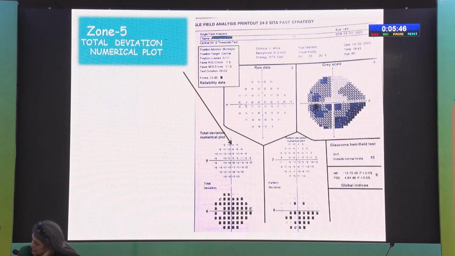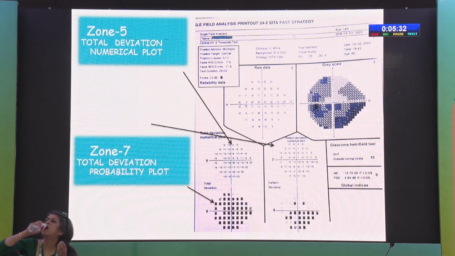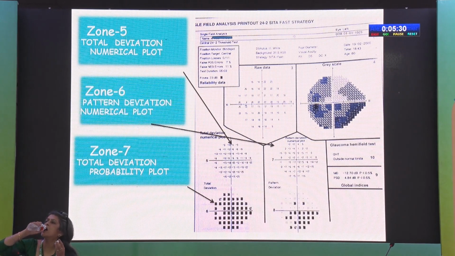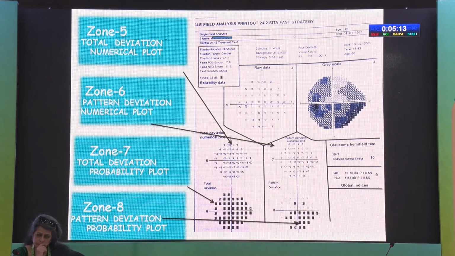It has compared the patient's raw data against the normative age-matched database, and the actual deviation values are given in the total deviation numerical plot, the statistical or probability significance of which is given in the total deviation probability plot. Now, from the total deviation is obtained the pattern deviation numerical plot by doing away with the generalized reduction of sensitivity, by adding the 7th best point on the total deviation to all the points, so that there is a general elevation of the field against which the localized field defect is highlighted. Again, the statistical significance of which is given in the pattern deviation probability plot.